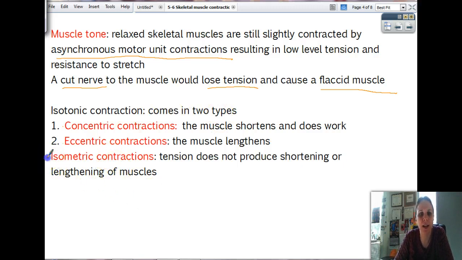Then we have something called an isometric contraction, which is a type of one of these. This is where tension does not produce shortening or lengthening in the muscles. That's kind of like if you pick up something that's so heavy that you actually can't pick it up, the force involved in trying to pick it up would be called an isometric contraction. I'll talk a little bit more about this on the next one as well.